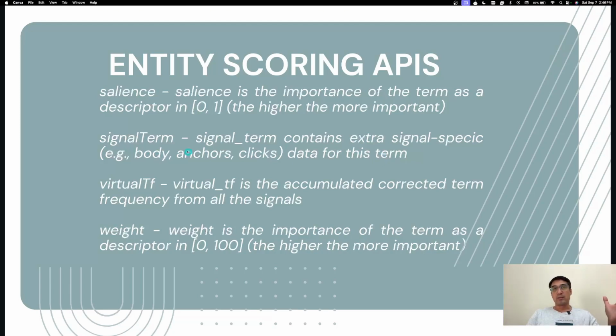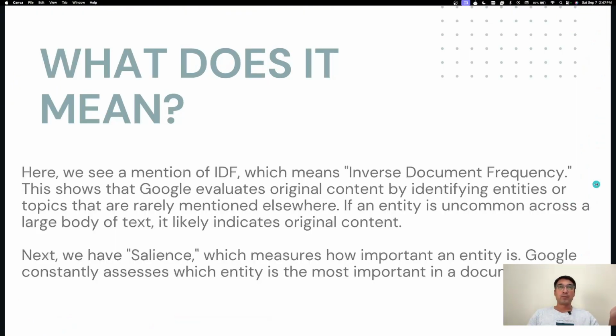Then there's a signal term. The signal term contains extra signal-specific data: body, anchors, clicks. You've got virtual TF, which is the accumulated corrected term frequency for all signals. Then you've got weight, which is the importance of the term as a descriptor, from 0 to 100. Depending on how well that descriptor is placed within your text, the higher it will score, because the more weight it would have. So what does all of this technical stuff mean?